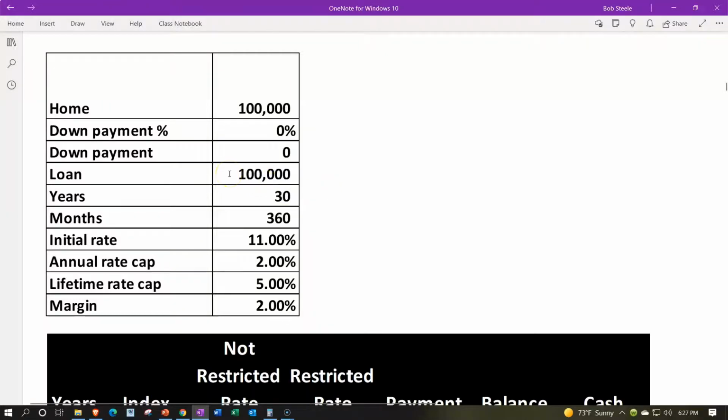we're going to start with the same $100,000 loan, 30-year, 360-month, with an initial rate this time of 11%. We have the annual rate cap, this is the new thing, of 2%. We have the lifetime cap of 5% and the margin of 2%. What does that all mean?